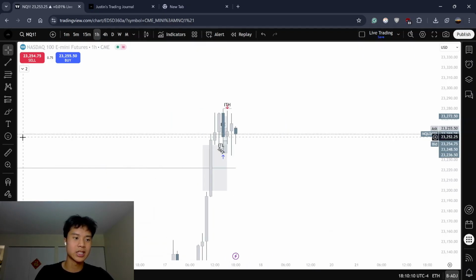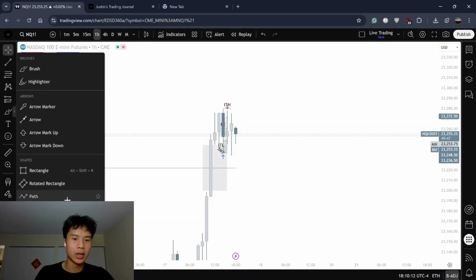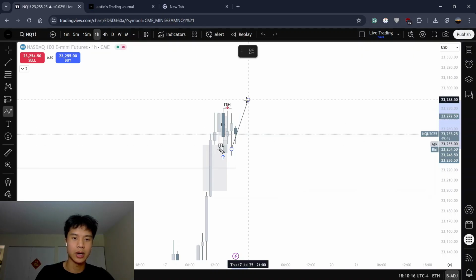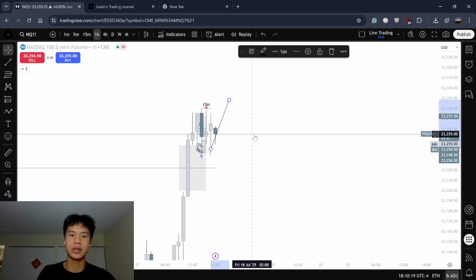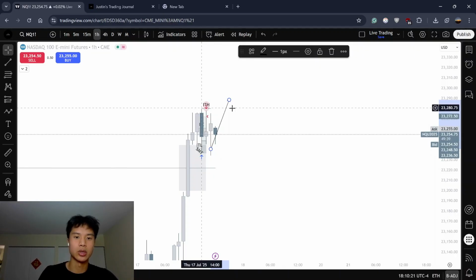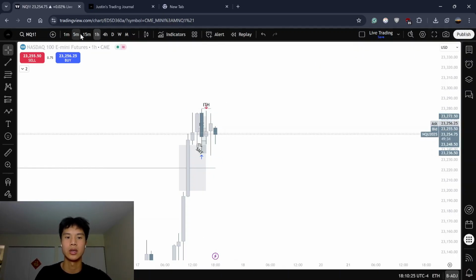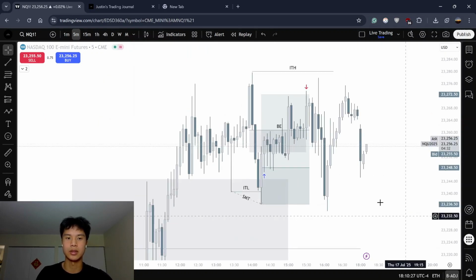So what could I expect price to do? Oh, I could expect price to come down here, offer fair value, and then continue higher off this. So that's why this intermediate term high right here was my target. So I'm basically playing PD array to PD array. That's it. It's very, very simple.